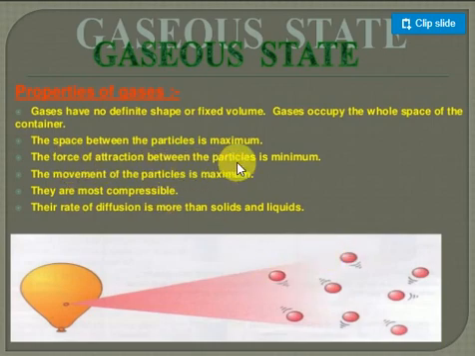Because the force of attraction between the particles is minimum only. Maximum intermolecular space means less force. So the momentum of the particles is maximum. The particles move freely in all directions. They are mostly compressible. You know very well gas can be compressed. When you take a balloon and apply pressure, the balloon size decreases. Clear? The rate of diffusion is more than in solids and liquids.